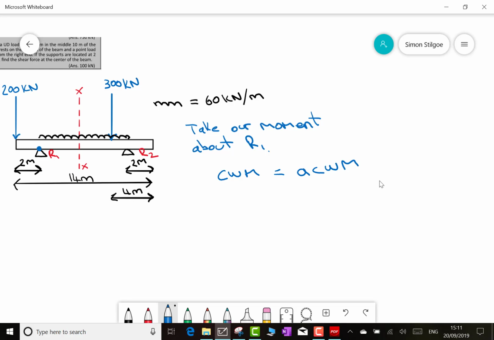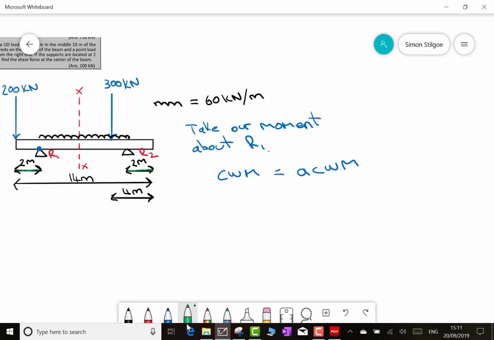On my diagram, the bumpy line is in between R1 and R2. The entire beam is 14 meters long, and we have R1 2 meters from the left and R2 2 meters from the right. That means the distance between R1 and R2 is 10 meters, that is 14 minus the 2 at the right-hand end and minus the 2 at the left-hand end, giving us that 10 meters.